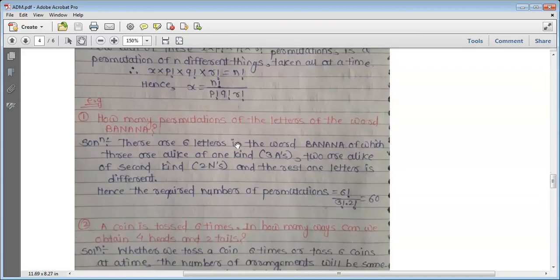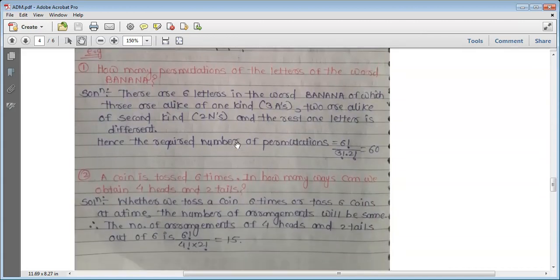Now let us see the examples of this point. How many permutations are there of the letters of the word banana? There are 6 letters in the word banana, of which 3 are alike of one kind, that is, there are 3 a's in this word, and 2 are alike of a second kind, that is, there are 2 n's, and the rest one letter is different, which is b.